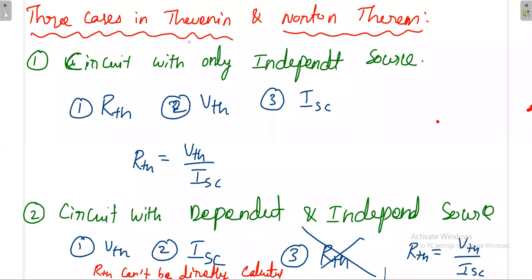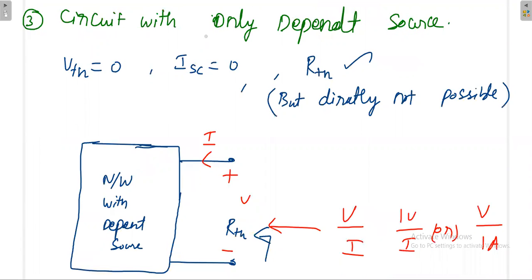Okay, in Thevenin's theorem, there are three cases. First case is circuit with only independent sources, and the second case is circuit with dependent and independent sources. The third case is a circuit with only dependent sources. When the circuit is having only dependent sources, there is no real energy source. The real energy comes from the independent source.